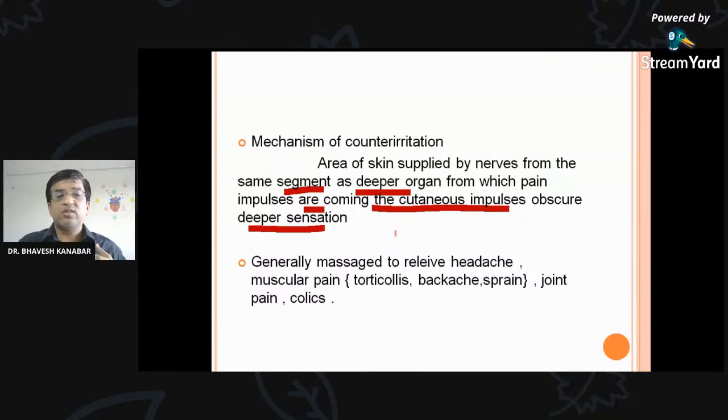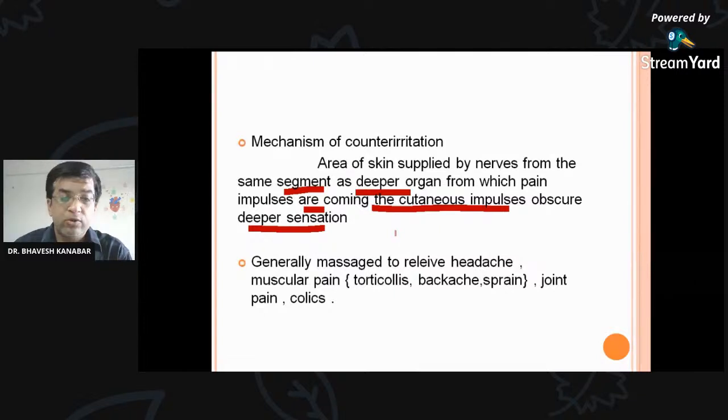Suppose over the abdominal area or over the hands, the skin is supplied by the same segment as the deeper muscle. Using this anatomy and physiology, we apply the counter irritant over the skin. Because of the same segment, the effect from the deeper tissue will also be blocked, because the same segment supplies the skin as well as the deeper organ.